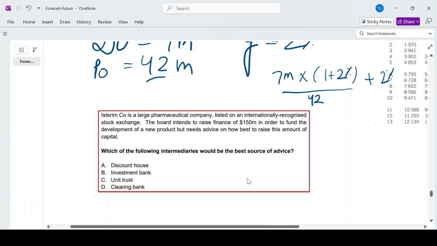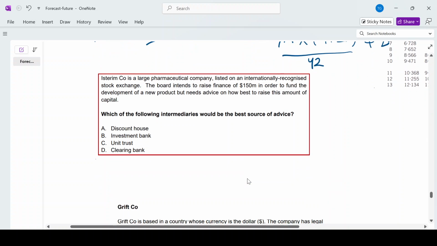Alright, so this question says, Sterim Company is a large pharmaceutical company listed on an internationally recognized stock exchange. The board intends to raise finance of $150 million in order to fund the development of a new product, but needs advice on how to best raise this amount of capital. You are supposed to tell them which intermediary will be the best source of advice. So they are looking for advice, right? So we have to select the intermediary which will offer them advice.